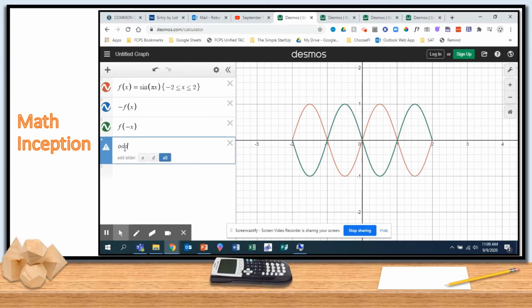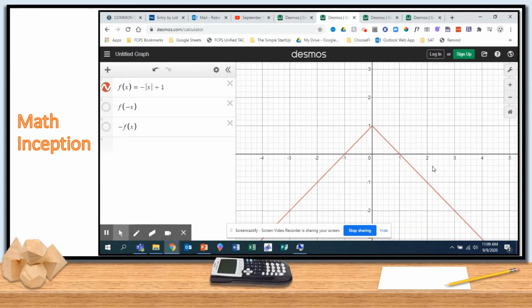So the reflection over the x-axis and the reflection over the y-axis both match up with the same image. So we'd say this is an odd function. And sine functions, cos functions are typically going to be odd functions. All right, let's take a look at another one.